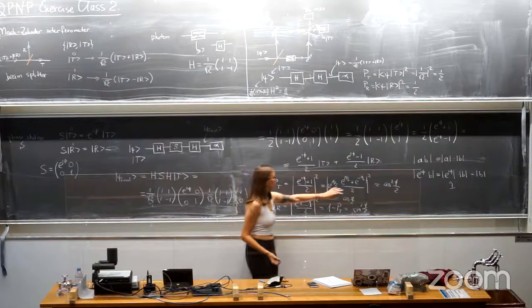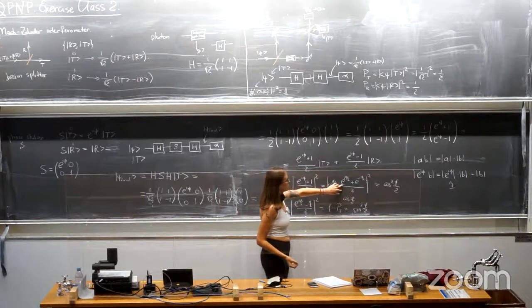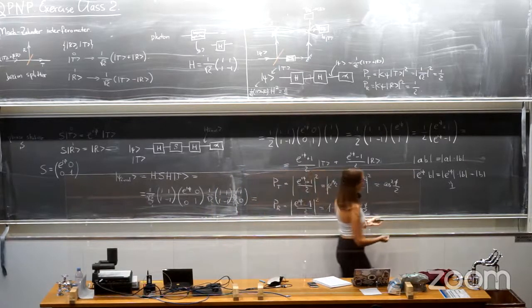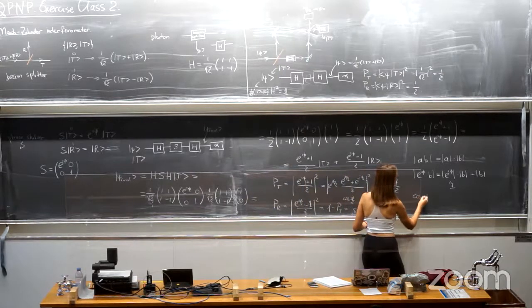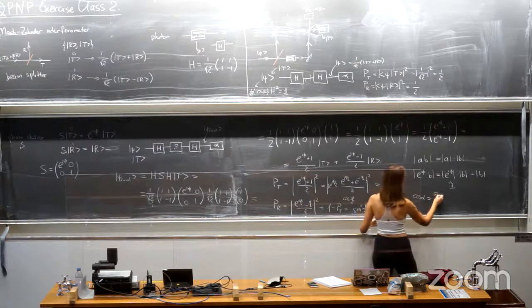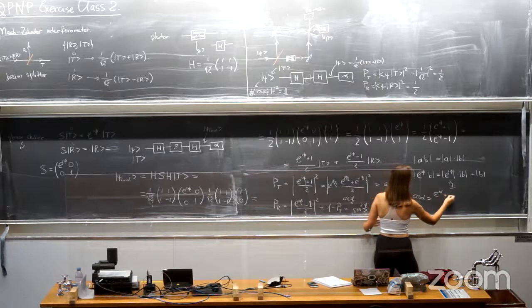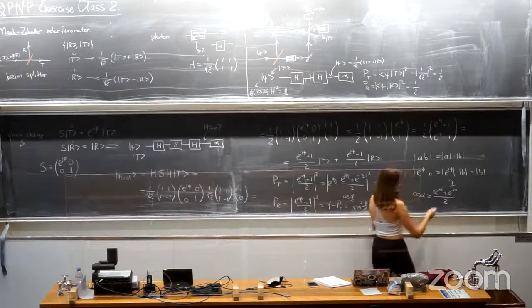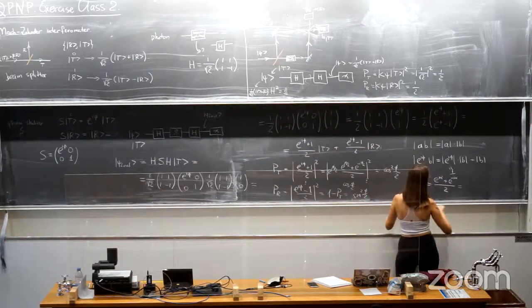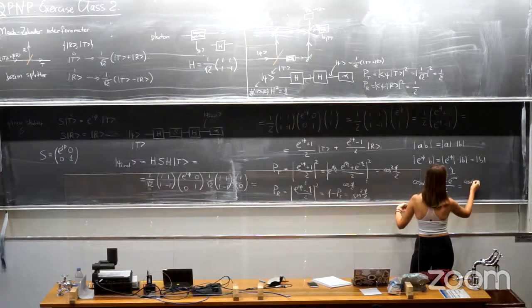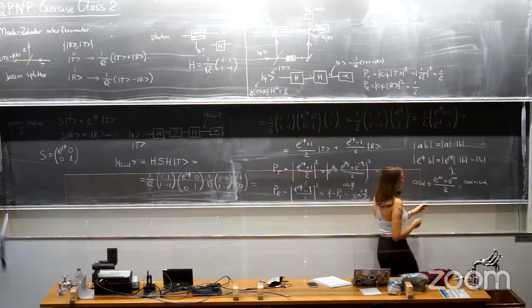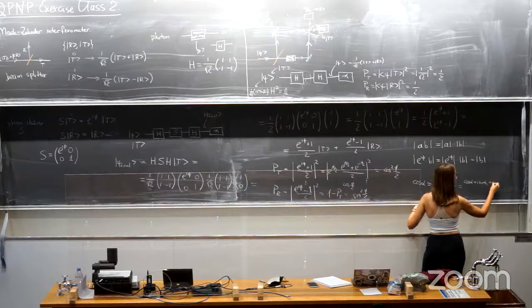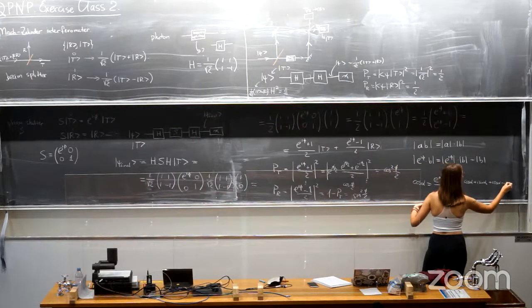And yes, this is a cosine, because for a general case, cosine alpha can be written as e to the power i alpha plus e to the power minus i alpha over 2. This is the case because e to the power i alpha is basically cosine alpha plus i sine alpha, and e to the power minus i alpha is cosine alpha minus i sine alpha, and this is over 2.